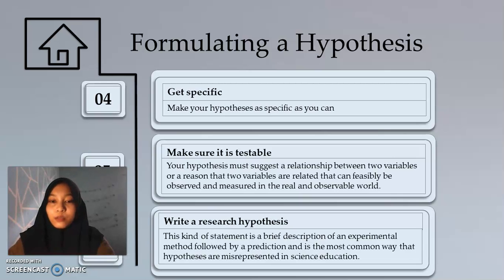The last one is write a research hypothesis. Often, hypotheses are stated in the form of an if-then sentence. For example, if children are given caffeine, then their heart rates will increase. This statement is not a hypothesis. This kind of statement is a brief description of an experimental method followed by a prediction and is the most common way that hypotheses are misrepresented in science education.